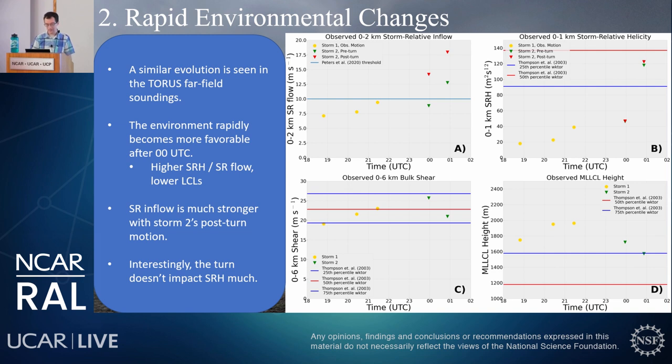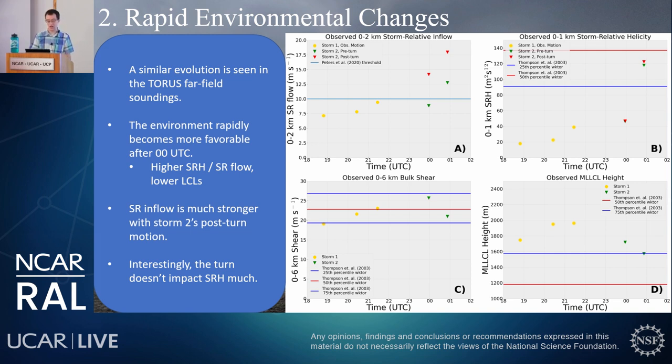So you can see that between 0 and 1 UTC, that storm-relative inflow really increases. Storm-relative velocity in the surface to 1 kilometer layer sharply jumps. So by 1 UTC, you're within the 25th to 75th percentile for the Thompson et al. weak tor data set. And LCLs also begin to drop by 1Z, so you're starting to get within what you'd expect for weak tornadoes.